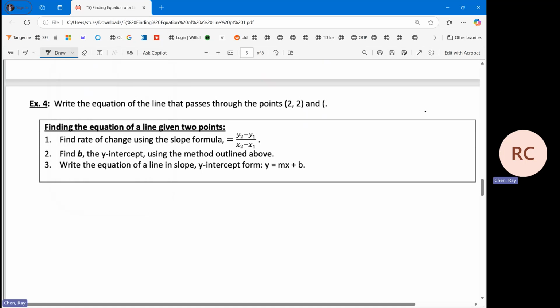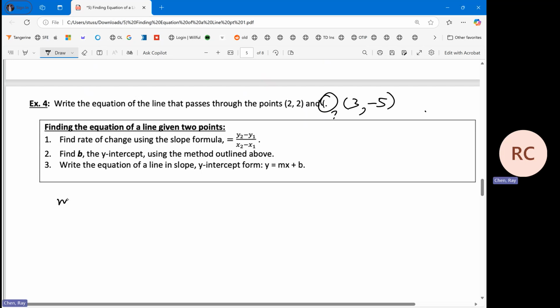The point is 2, 2, and the other point, because there's a blank here and there's a typo. So we'll make this, I don't know, 3, -5. I just made this up right on the spot. So in this case, we have to find the slope first, and then we're going to do what we just did before by subbing back into y equals mx+b.